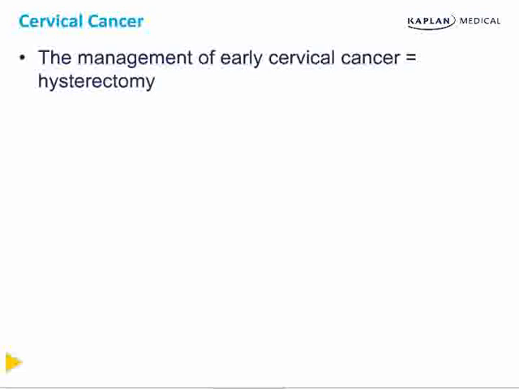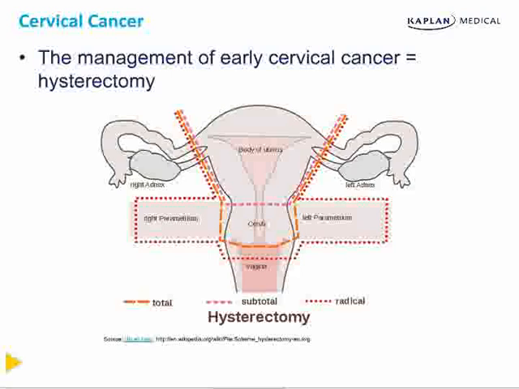If cervical cancer is caught early, before it's spread beyond the pelvis, the treatment of choice is hysterectomy. Here we see the surgical cuts made in the removal of the pelvic organs. A hysterectomy removes not only the uterus, but also the parametrial tissues that flank the cervix, as well as the upper portion of the vagina.